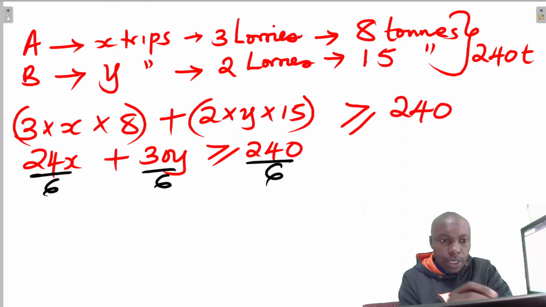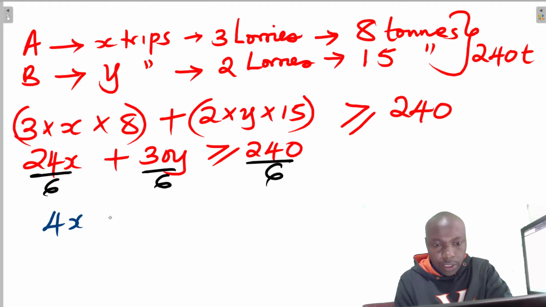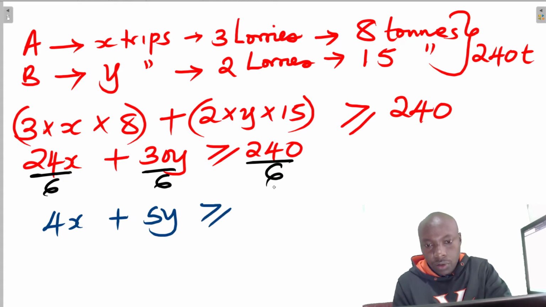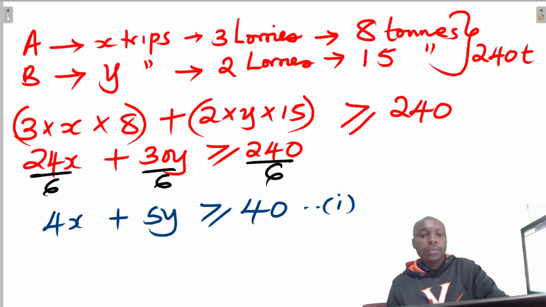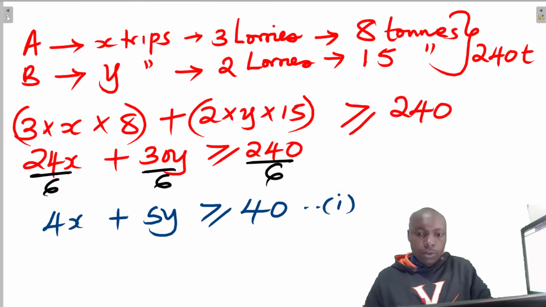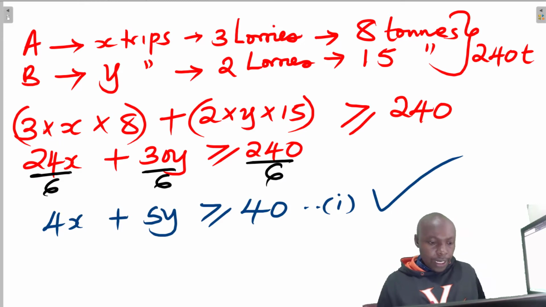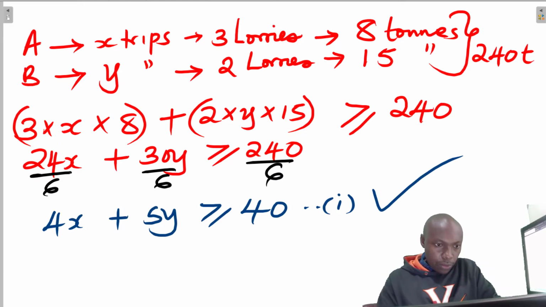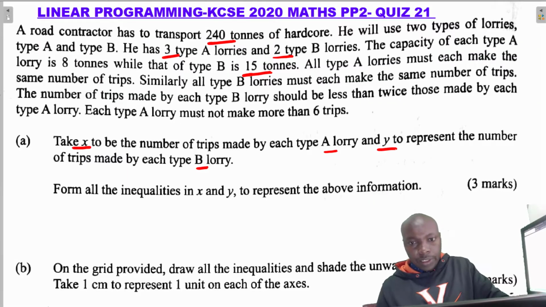If we divide by 6, the first inequality will be 4x plus 5y greater than or equal to 40. So that is the first inequality that you're supposed to get. Now let's go to the second inequality and see where we are going to get that.